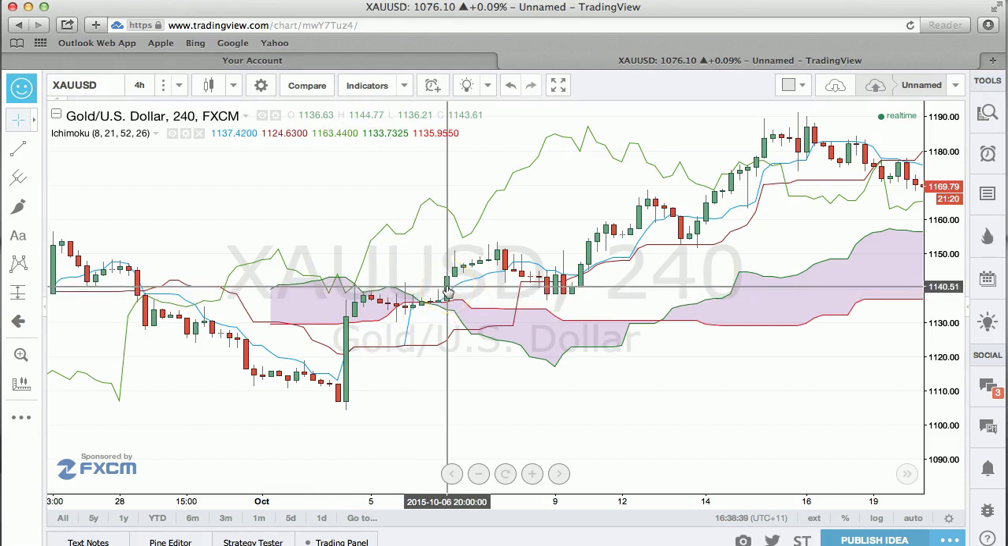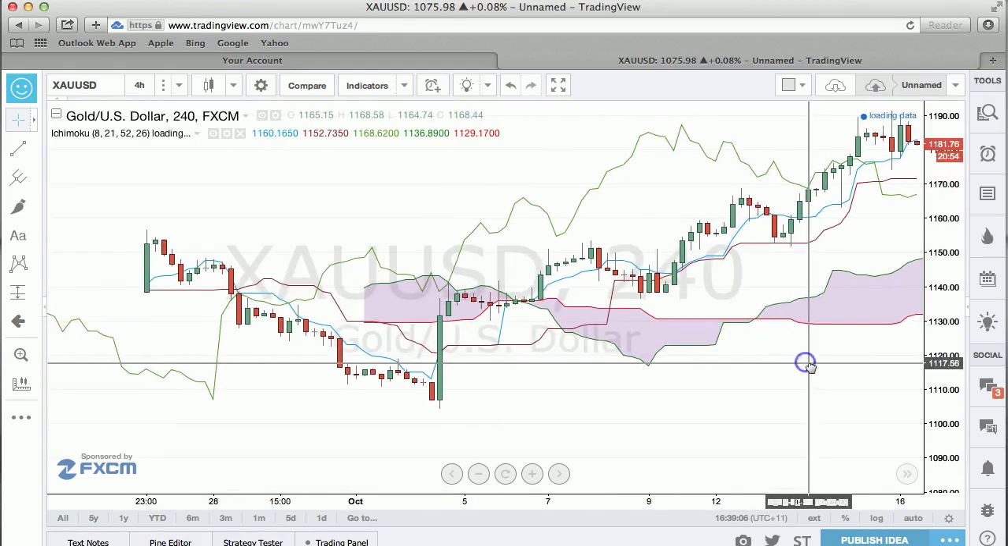Now, another note to make is that you'll never place a trade immediately upon it breaking out of the cloud. You always want to wait for it to close above or below the cloud. And you also want to couple this with other buying or selling confirmations.